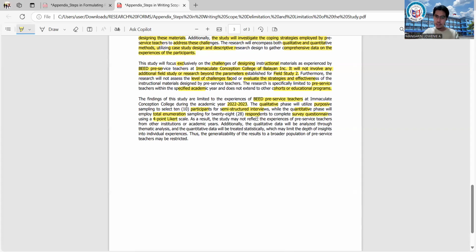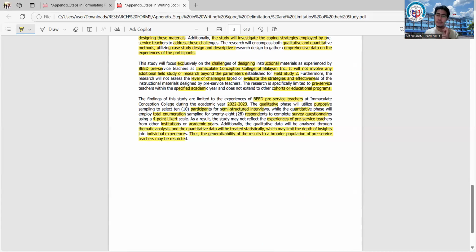And then, yung result ng study, hindi magre-reflect to sa experiences ng mga pre-service teachers from other institution or from other school year. And then, ang qualitative data will be analyzed using thematic at yung quantitative naman will be analyzed using descriptive stat. Okay? And then, the study will be limited when it comes to the insight and experiences of the participant. They cannot generalize the data taken from the respondents of the study. So that's how we composed our scope, delimitation, and limitation of the study.